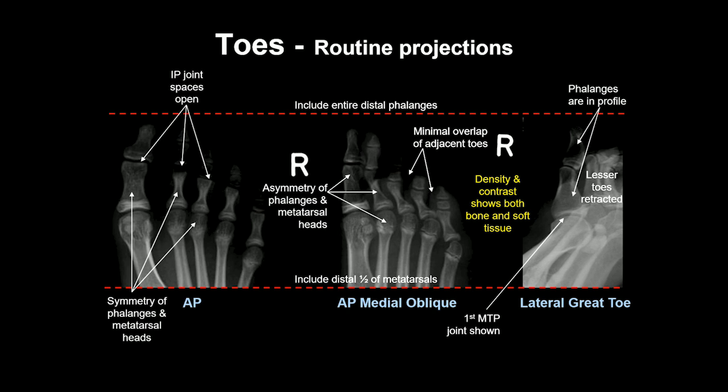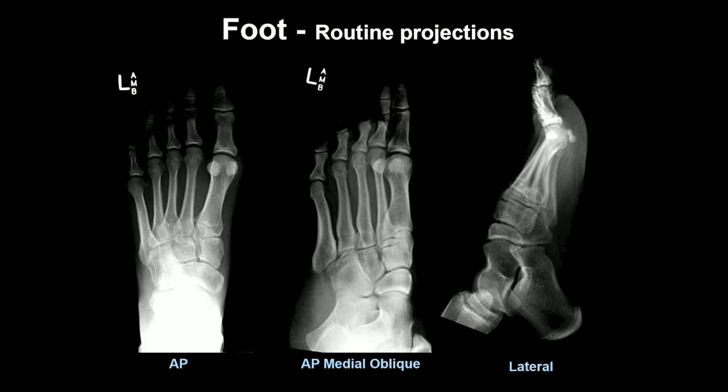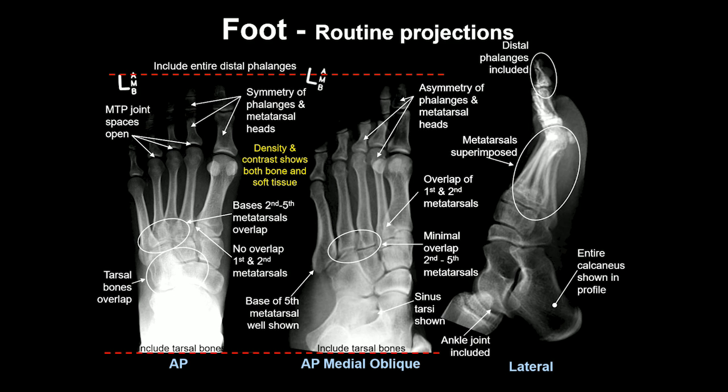And on the lateral view of the big toe, the phalanges should be in profile, and the lesser toes should be retracted out of the way. And you should at least show the first metatarsophalangeal joint as well. So looking at the foot, we have our AP or DP view, oblique and lateral views.